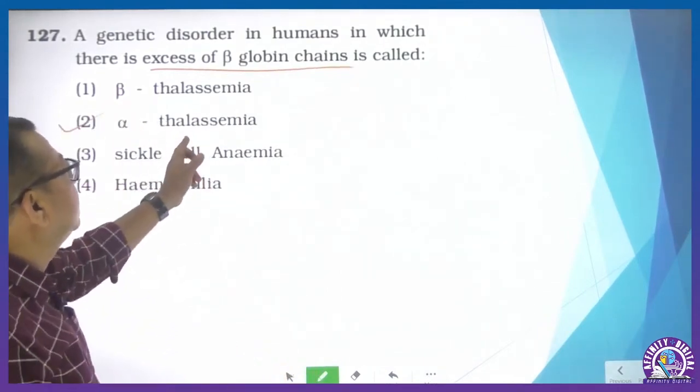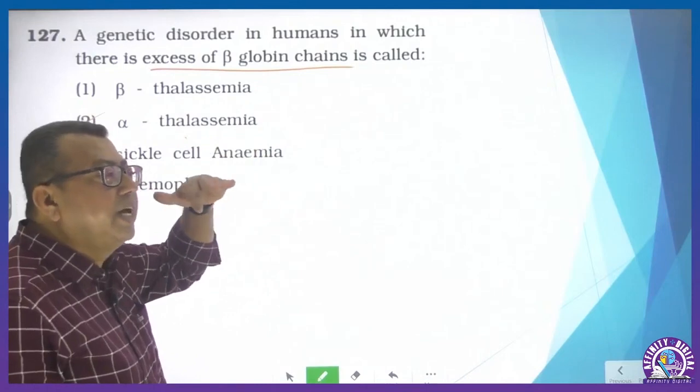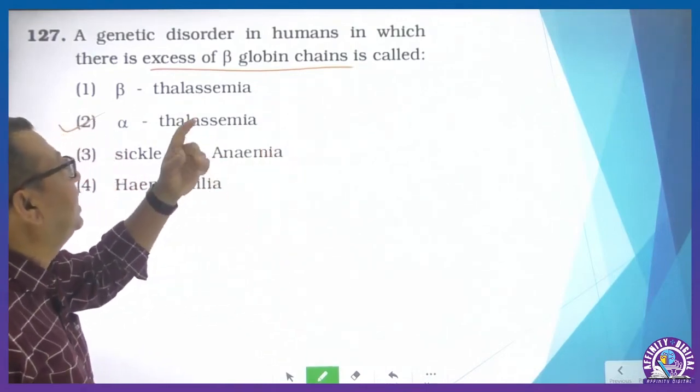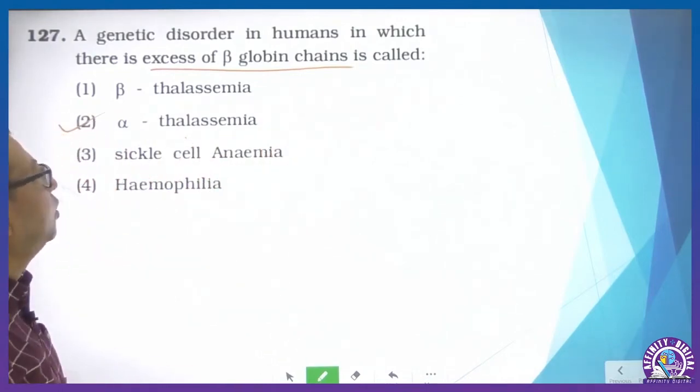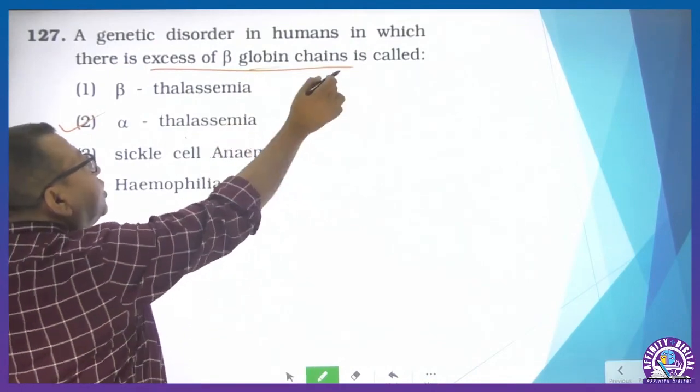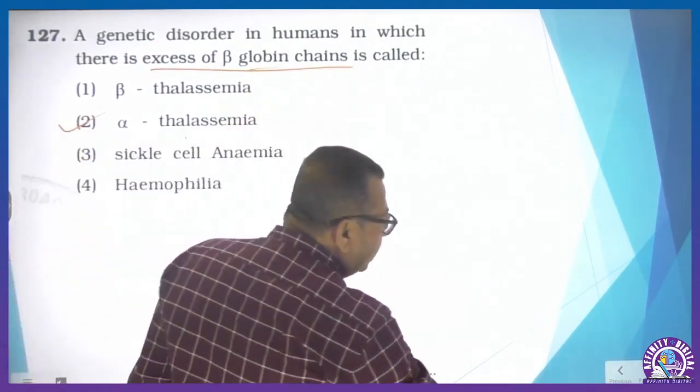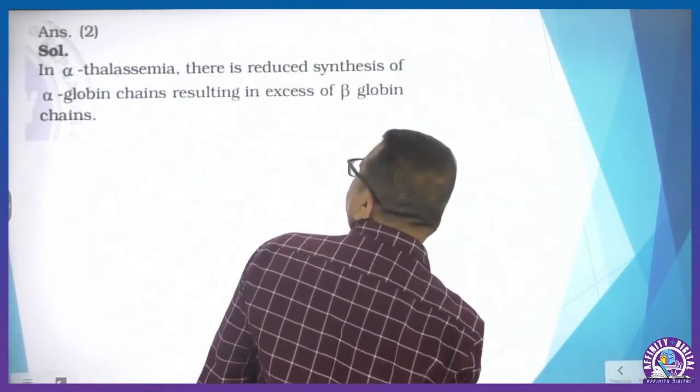So in alpha thalassemia there is reduced synthesis of correctly formed what? Alpha globin chain, resulting in excess of beta globin chain. Option number 2 will be the answer. Okay? Option number 2.